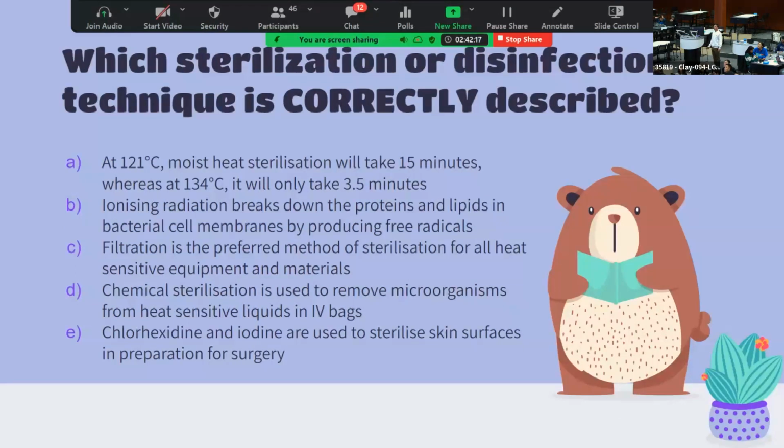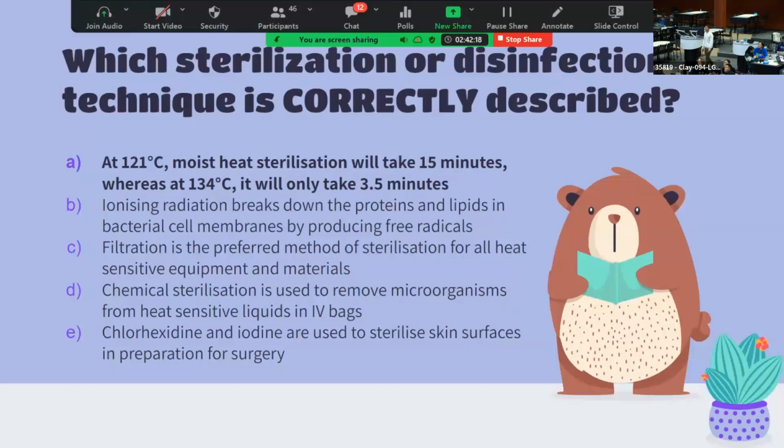This one is a bit of reading. I'll just give you the answer, honestly. So moist heat sterilization, remember, is quicker at higher temperatures. Oh, no, okay, my bad. The higher the temperature, the shorter amount of time that you'll need to sterilize something. Makes sense.